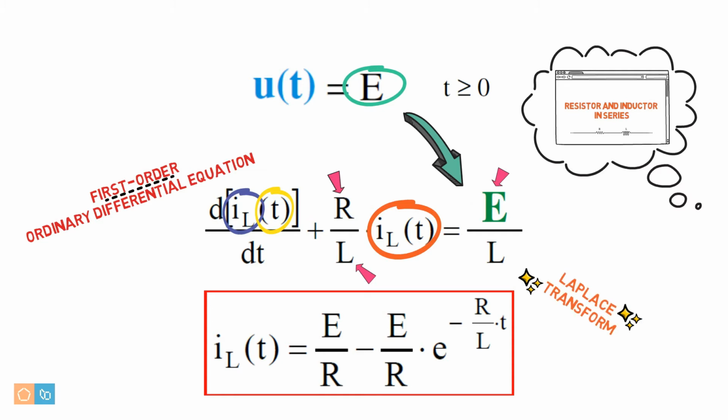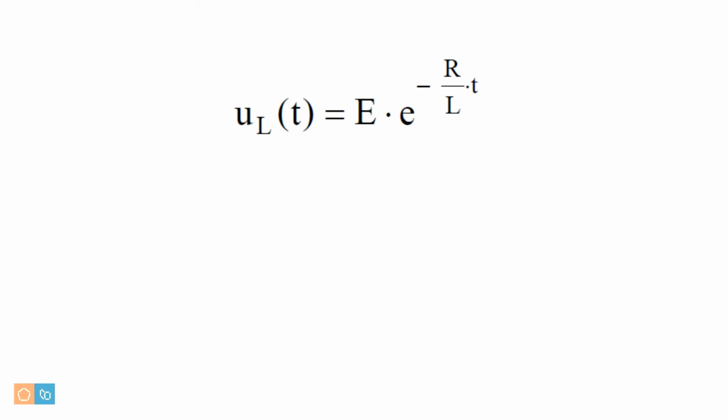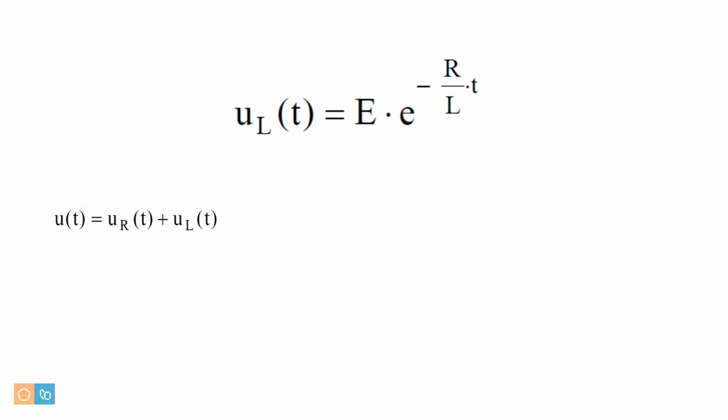We can also determine the voltage across the inductor for t equal or greater than 0, which is given by this equation. Well, but how do we get to it? It's easy actually, through the equations that we went through before. The voltage U is equal to the sum of the voltage UR across the terminals of the resistor with the voltage UL across the terminals of the inductor.